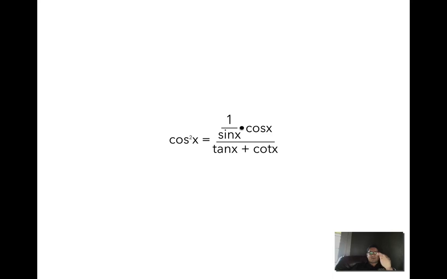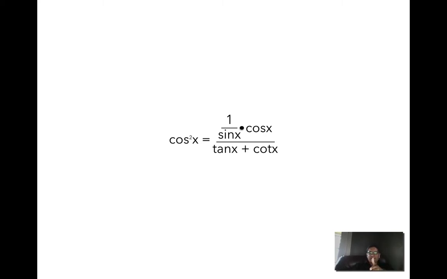So next I want to put my attention to the denominator, and I have tangent x plus cotangent x. Like I said before, in order to mesh this together and simplify it and make it look like cosine x, I want to transform the functions I have right now, tangent x and cotangent x, into cosine or sine. And the reason why I want to do that again is because if I look on the left-hand side, I have cosine squared x.